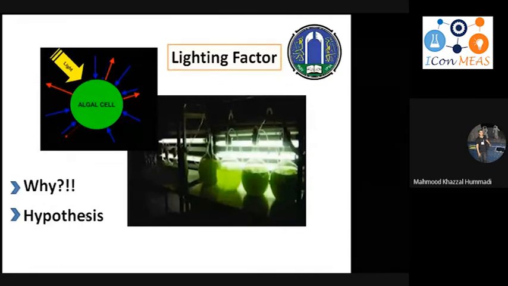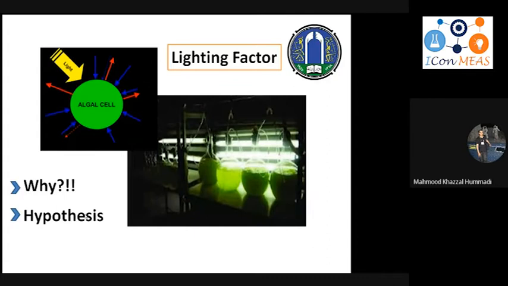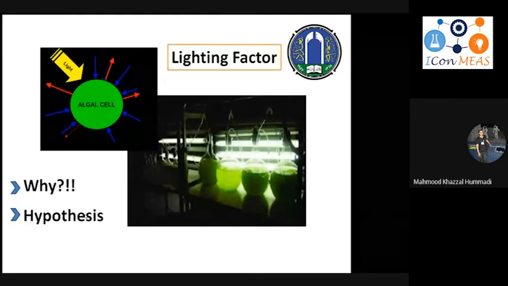The current study aims to reduce the cultivation cost, and the hypothesis of the research is that studying the variables that affect the lighting distribution in the reactor is a step toward reducing the cultivation cost, and it is an important factor in the design of the bioreactor.